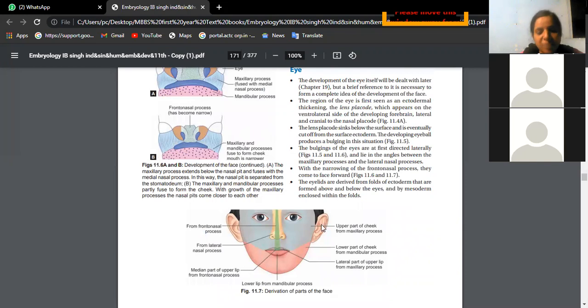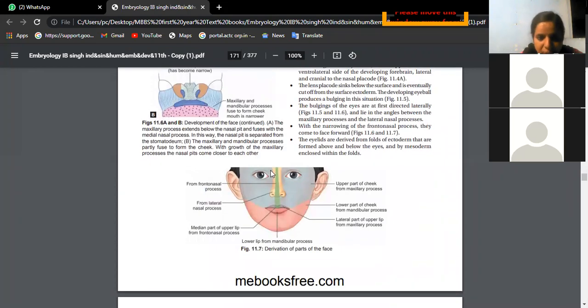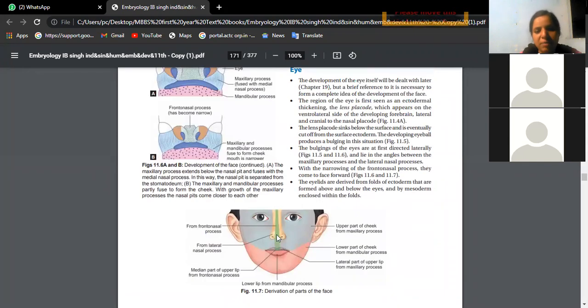Finally, you draw the complete face and the derivatives will be written here. See, the frontonasal process forms the nasal septum and the middle part of the upper lip. From the mandibular process, the whole of the mandible, the lower lip and the lower part of the face are developed. Whatever bluish area is shown is developed from the maxillary process. Then the eyes are formed from the lens placode. The nose, the right and left nostrils, are formed from the nasal placode. Like that, everything is written here.